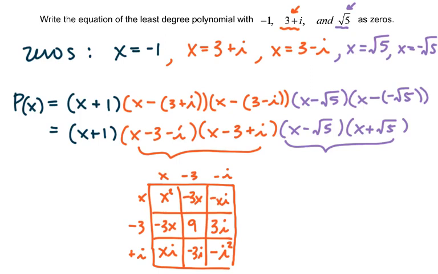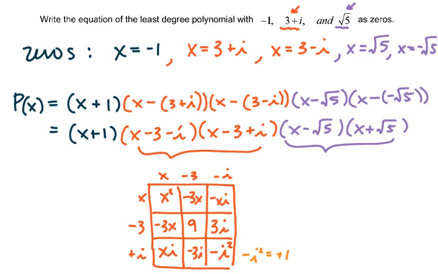And we want to make sure what we know about i squared. Remember, i squared equals negative 1. So negative i squared is negative 1. We should get a positive 1 for that value there. Okay, i squared equals negative 1.